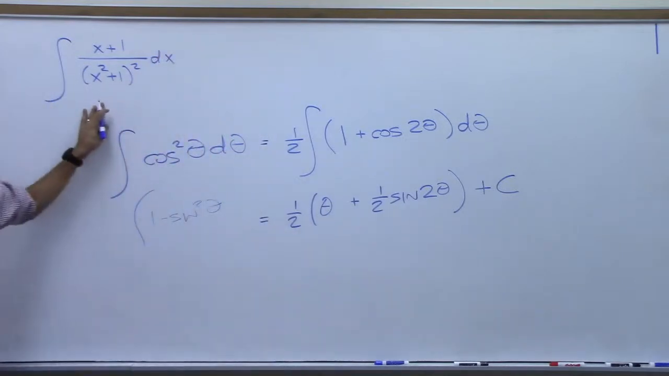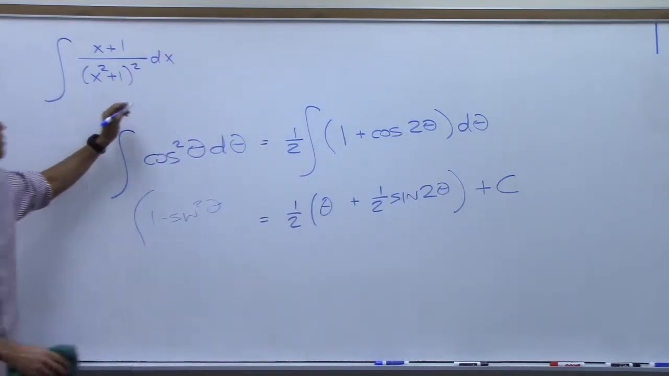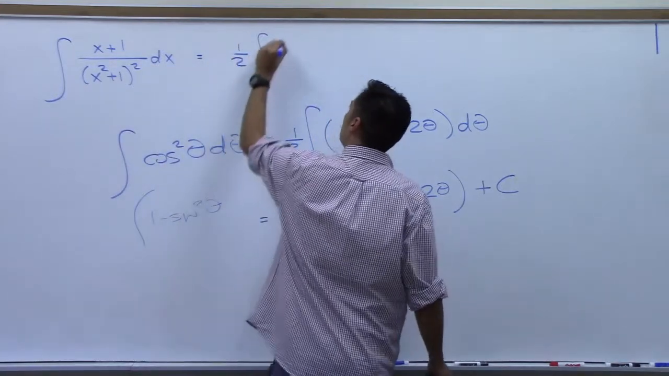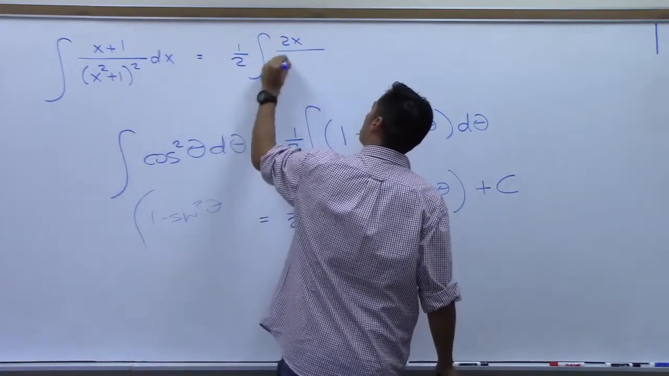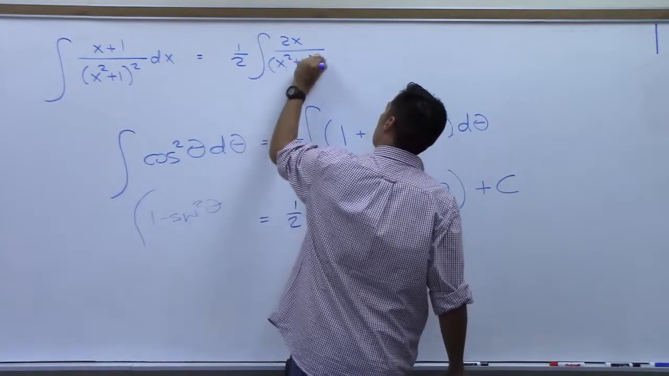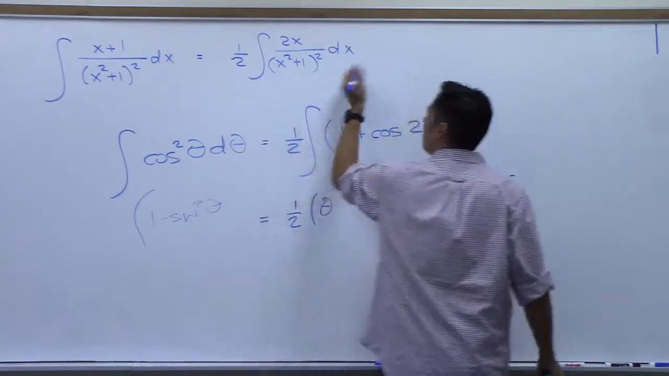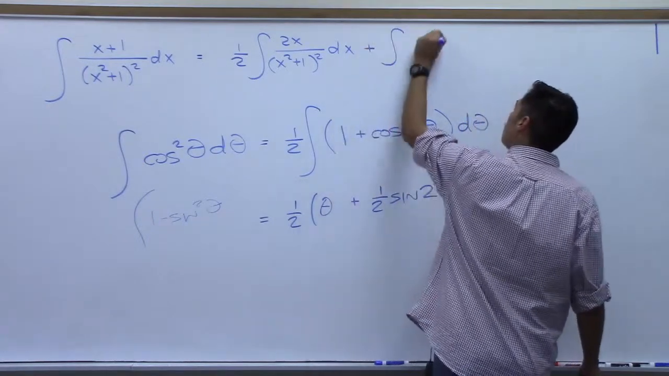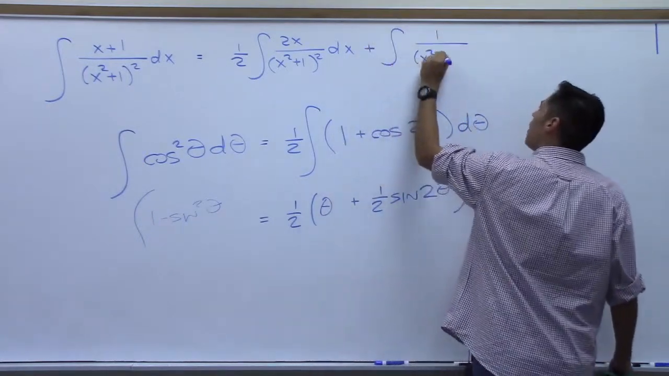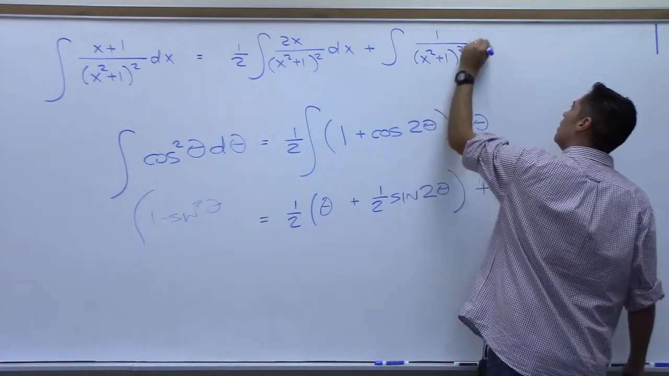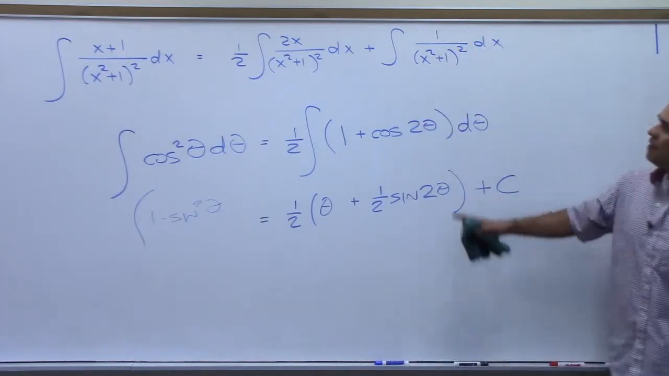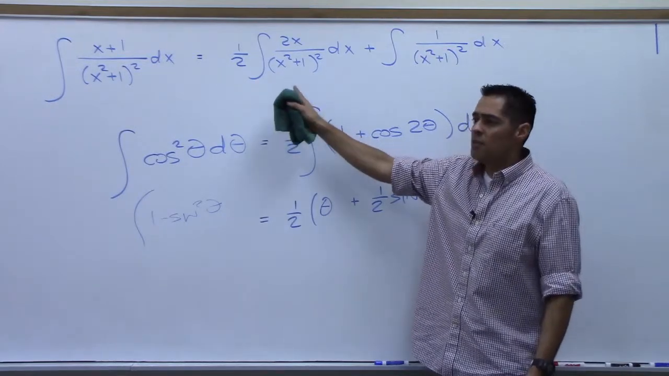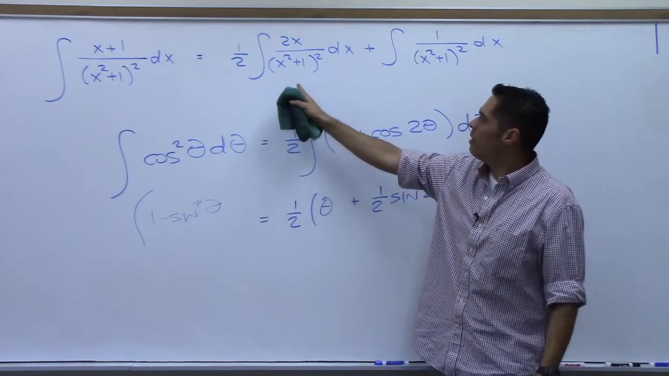This was the original problem, right? We got a little clever, and we were able to get it to be 1/2 integral 2x over x squared plus 1 squared dx, and then the other one, plus integral 1 over x squared plus 1 squared dx, right? This one I put a check mark next to because we could do it. I want to do that real quick. Can we do that real quick?